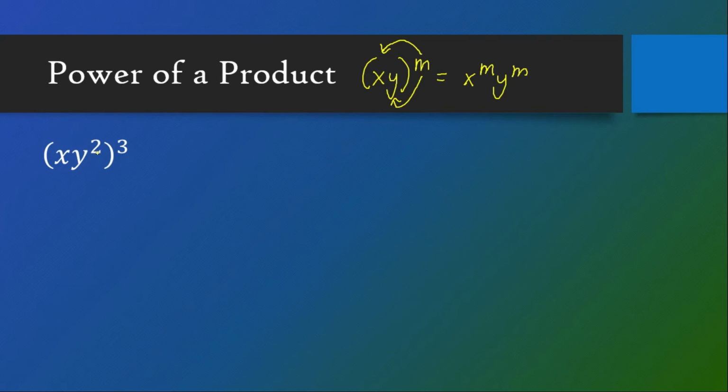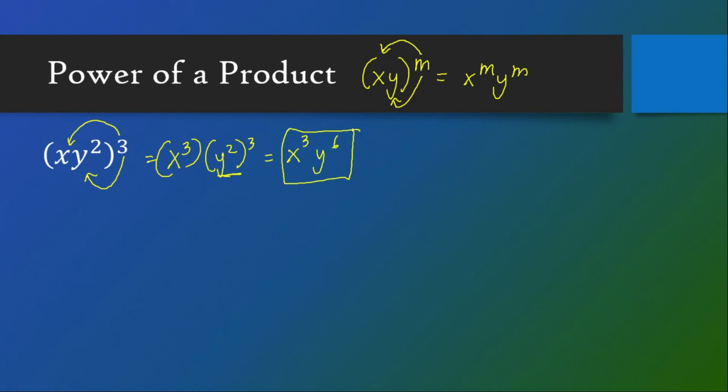We have xy squared raised to 3. Yung 3 distribute sa x and sa y squared. Kaya magiging x cubed. Tapos ito, y squared raised to 3. Okay, simplify. You have x cubed. Okay, this is power of a power. Kaya magiging y raised to 2 times 3. That is y raised to 6.